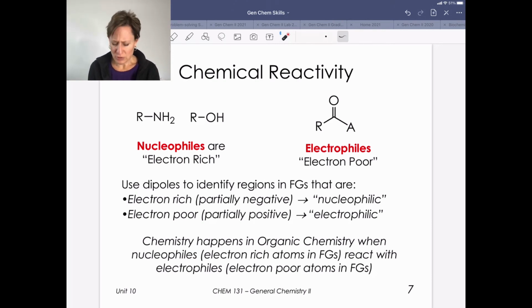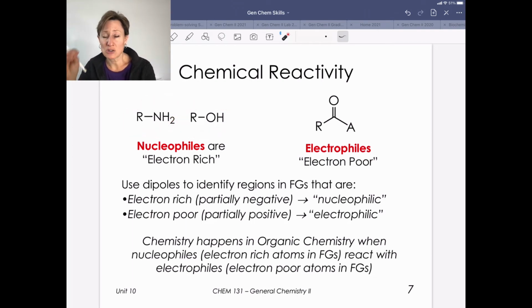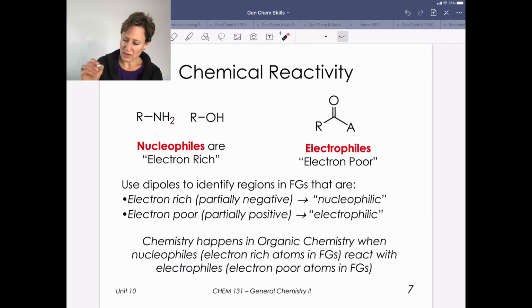So how do you identify whether something's electron rich or electron poor? We can use dipoles. Those were things that you learned how to do early on in general chemistry, right? So dipoles are really just 2 atoms that are bonded to one another, that are not carbon and hydrogen, that are different in electronegativity. The more electronegative the atom is, the more negative that's going to be. So things like nitrogen and oxygen are going to be more electron rich than the carbon atoms they're attached to. That makes amines and alcohols good nucleophiles, okay? They are electron rich.